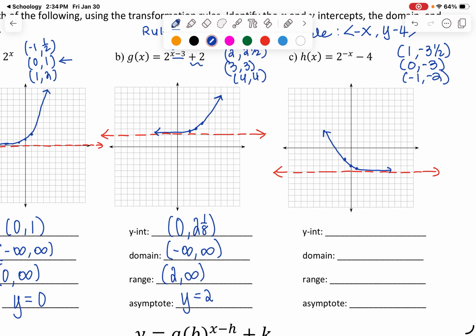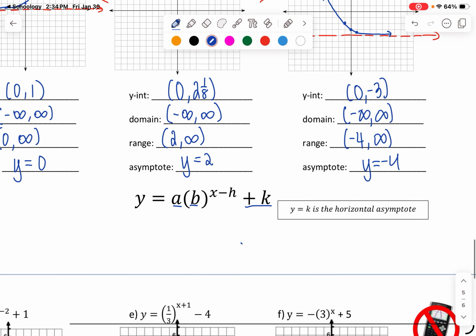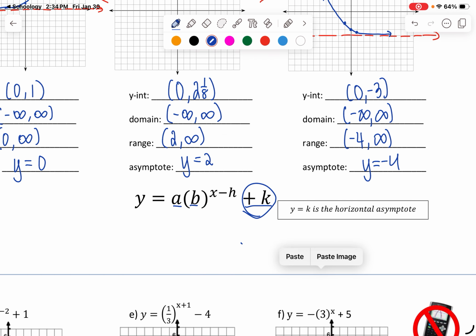Domain, or sorry, x-intercept, we already found it at 0, negative 3, so I'm not going to do it again. Domain, all real numbers. Your range is negative 4 to infinity. And then your asymptote was y equals negative 4. Voila. So if you haven't noticed, this plus k value right here, that's where your horizontal asymptote is, y equals k.